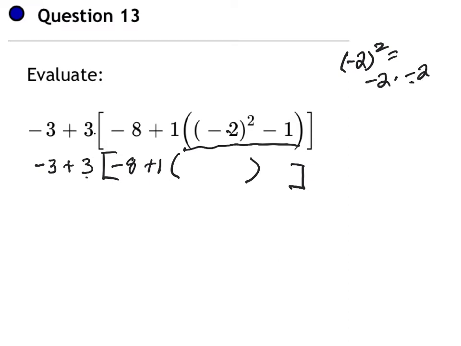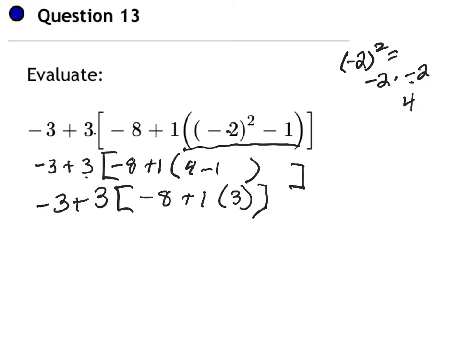Sorry about the plane going over. Negative 2 times negative 2 is positive 4. So this is really going to be 4 minus 1. So I have negative 3 plus 3. In brackets, I have negative 8 plus 1. And then 4 minus 1 is 3. Now, some of you can do several steps here. I'm putting every single step. Some of you can combine it. If you're combining it, getting the right answer, that's great. If you're trying to combine steps, you're not getting the right answer, go back to doing it step by step.